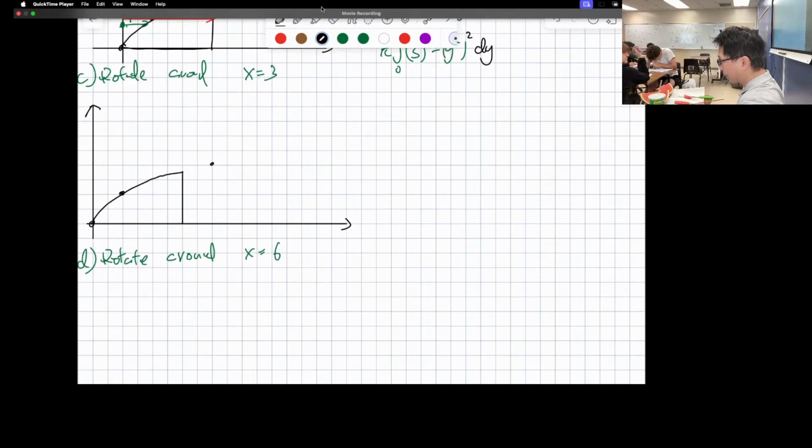We're rotating around x equal to 3. So where's the axis of rotation? It's gonna be right here, right? Did you guys have this part? Did you draw from the axis of rotation to the boundary? How many lines do you see? One, because the y-axis is not a boundary. Y-axis is just y-axis. It has nothing to do with the boundary.